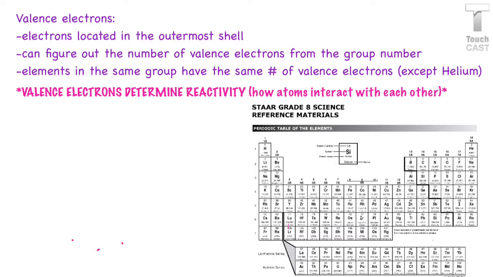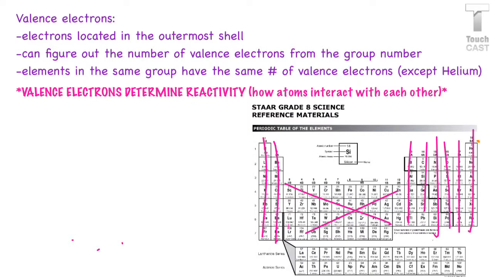So, to review valence electrons, these are electrons that are located in the outermost shell. You can figure out the number of valence electrons a group has based on its number. So an element in group 1 is going to have 1 valence electron. Group 2 has 2 valence electrons. We skip over transition metals just because they follow a different set of rules. So then 13 has 3 valence electrons, 14 has 4, then 5, 6, 7, and 18 has 8 valence electrons. All of the elements within a group are going to have the same number of valence electrons.